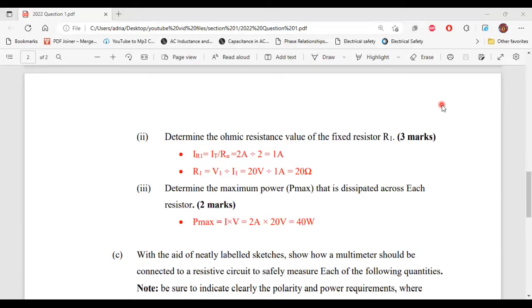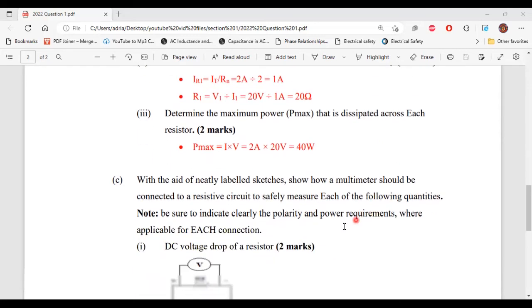It says, with the aid of neatly labeled sketches, show how a multimeter should be connected to a resistive circuit to safely measure each of the following quantities. Note, be sure to indicate clearly the polarity and the power requirements where applicable for each connection. Part 1 of C, DC voltage drop of a resistor.